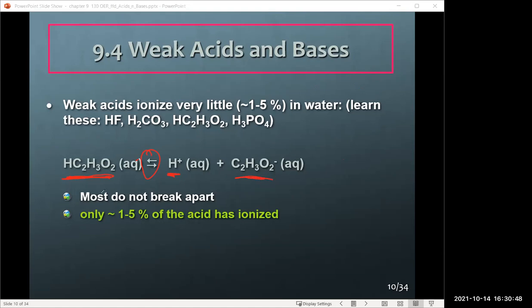Let's say I started off with 100 molecules of the acetate, and 0 and 0 to begin with. What may happen is this: after you dump it in water, you may now have like 95 of acetate, and maybe less than 5 each of the proton and the acetate ion. Because only a little bit broke apart, and it varies, but anywhere from 1 to 5% of the acid is ionized.